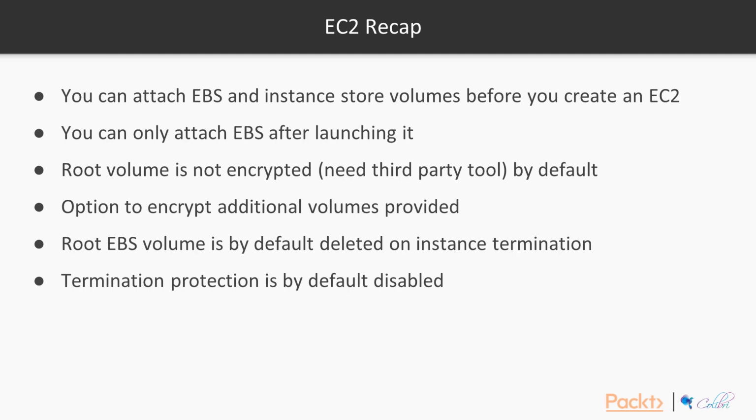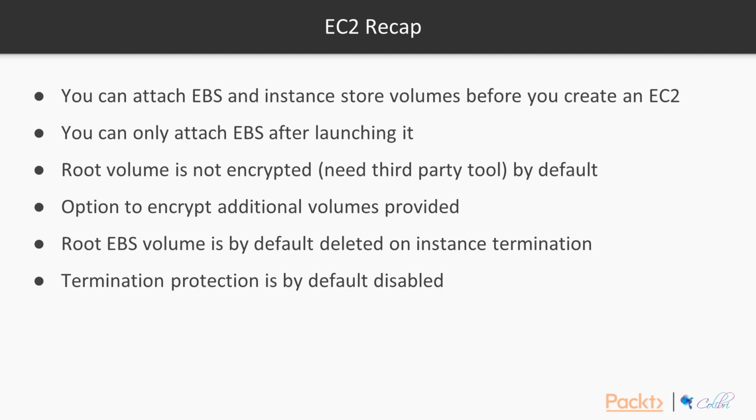You can attach an EBS volume or instance store volumes. You can attach EBS and instance store volumes before you create an EC2 instance, but after you have created the EC2 instance, you can only attach EBS volumes. Root volumes are not encrypted. You would need a third-party tool by default. You have the option to encrypt additional volumes. The root EBS volume is by default deleted on instance termination, but you can change that if you want to.